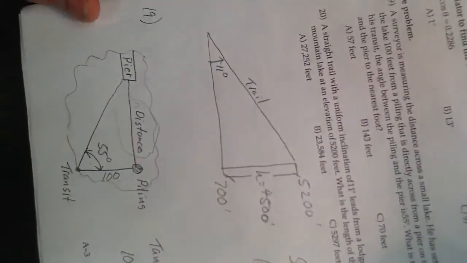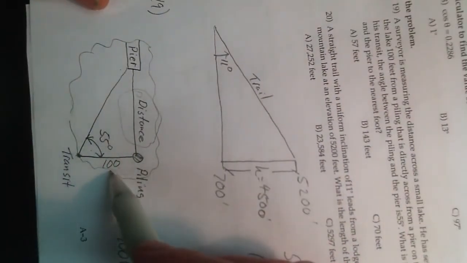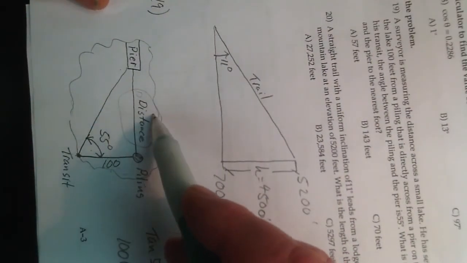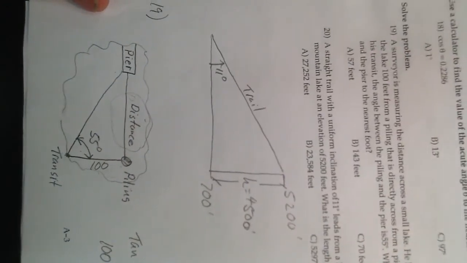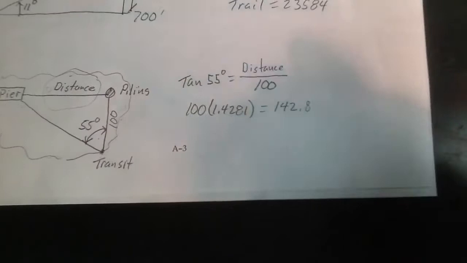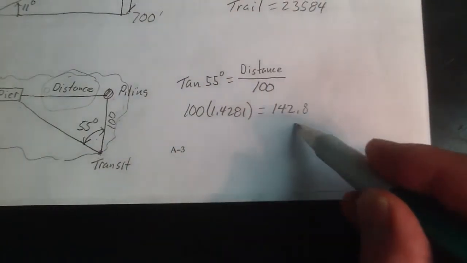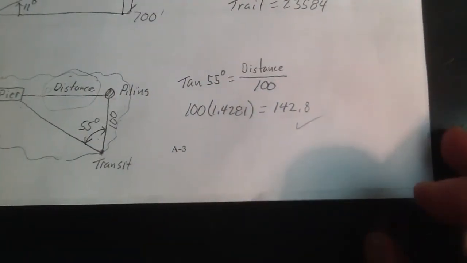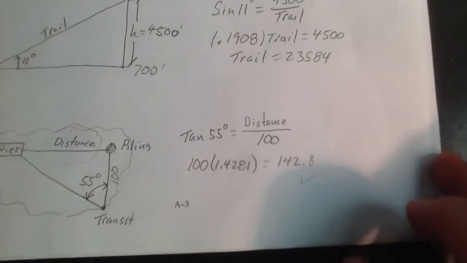Okay, if this is my reference angle, then this is going to be my side adjacent. This is going to be my side opposite. Probably the best attack on this is the tan function and some algebra. And we come up with 142.8, rounded off to the nearest foot, 143.